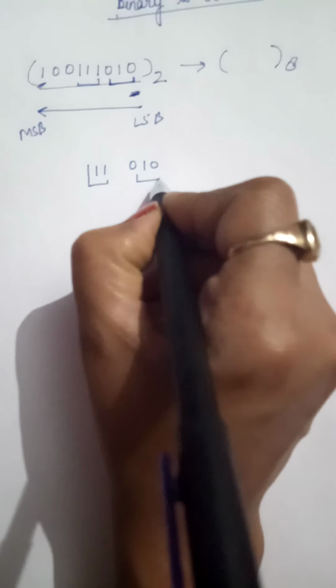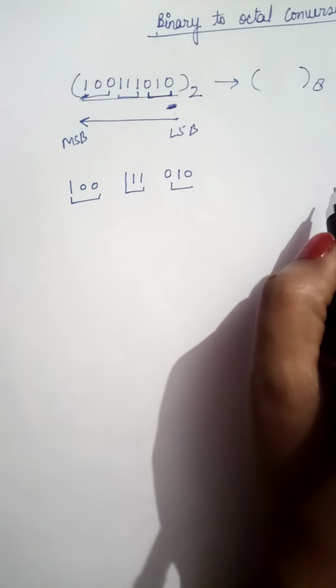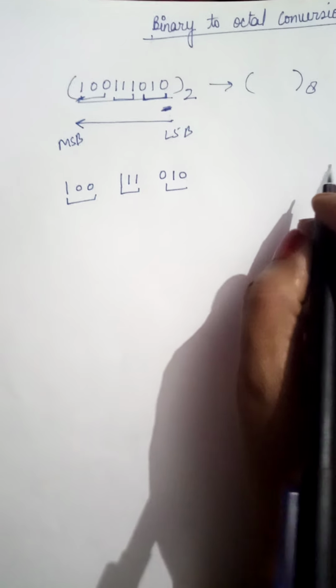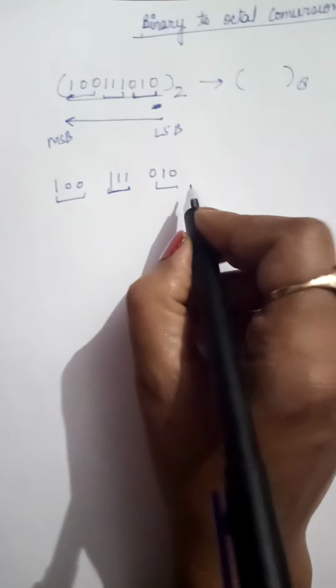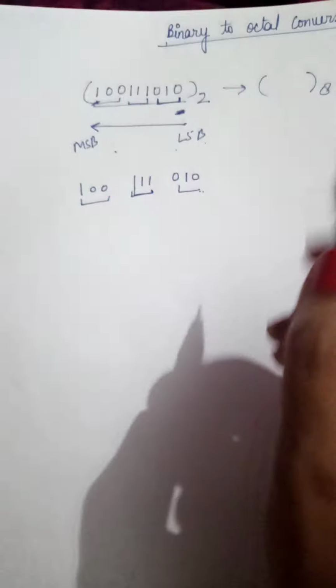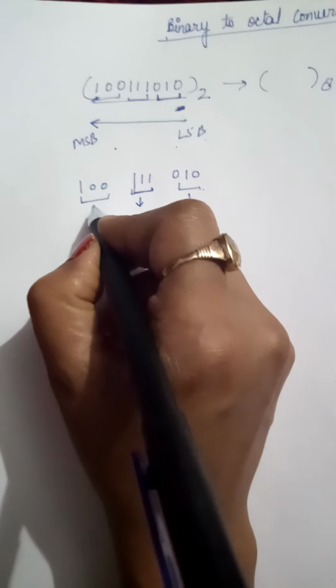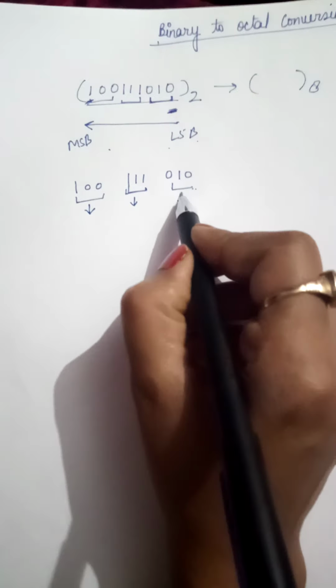010, then 111, and then 100. This way you will be making, okay, binary integers are grouped into groups of 3 bits. You will be making group of 3 bits from LSB to MSB. Fine. Now you will be writing the octal equivalent of this binary.